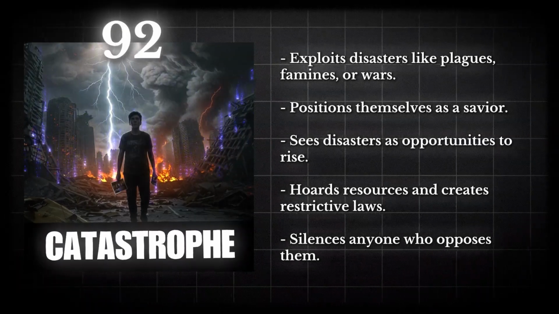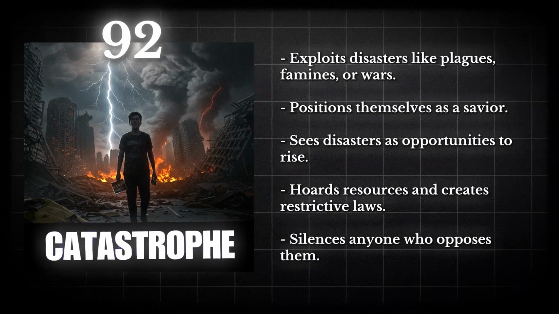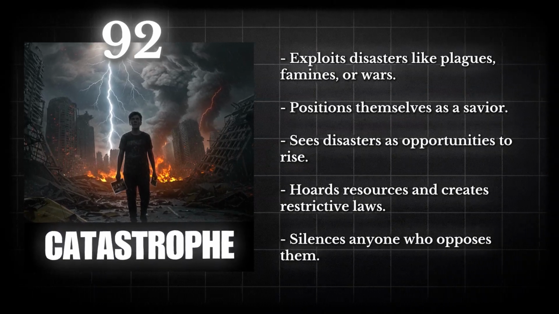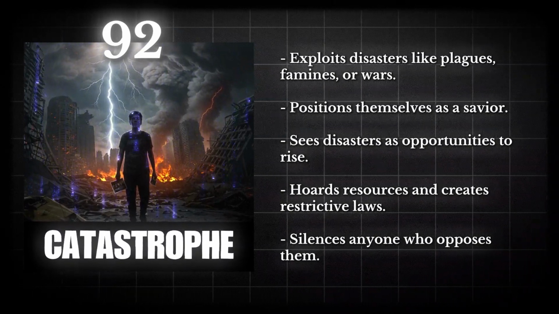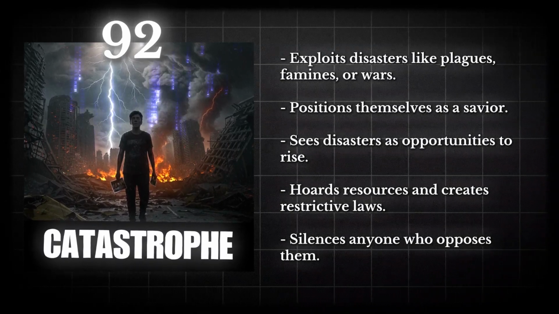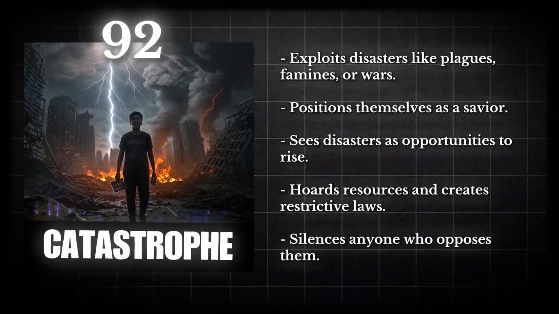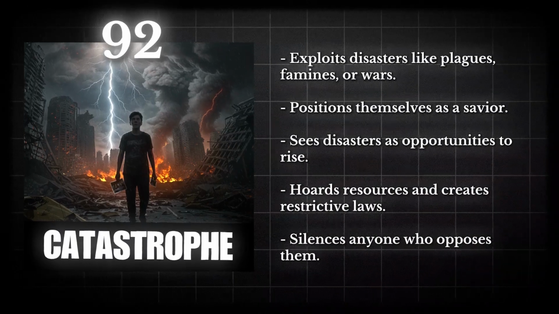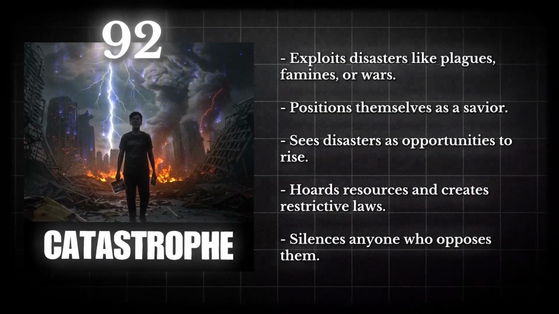92. Catastrophe. The villain exploits disasters like plagues, famines, or wars to position themselves as a savior. They view disasters as opportunities to rise from the chaos. While the world crumbles, they hoard resources, create restrictive laws, and silence anyone who dares to oppose them.